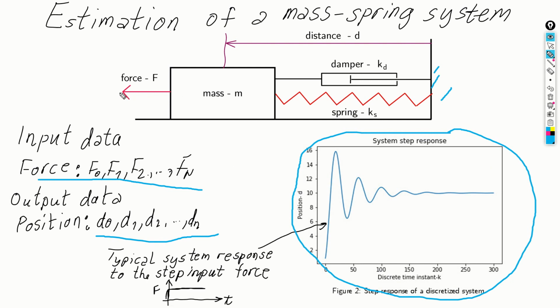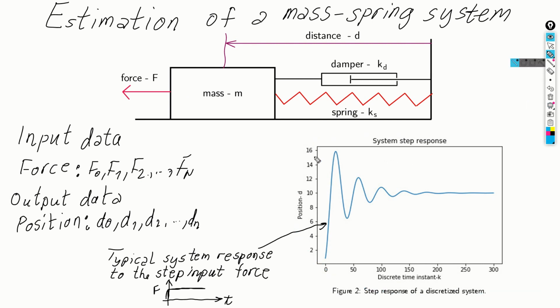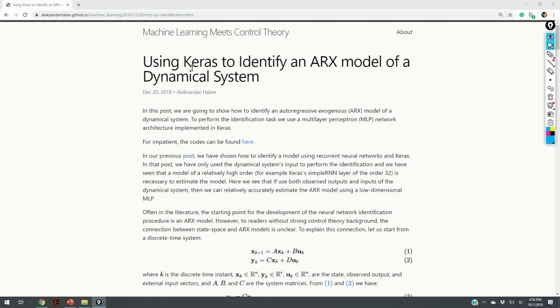So we apply a constant force F and the system will oscillate and it will settle again at another steady state point. So for the known system parameters, that is for the mass, spring constants and the damper constant, and for certain initial conditions and for a given force F, we have simulated the system using the Python programming language, and we have obtained the discrete time samples of the force and the distance d. Now, the goal is to learn the ARX model of the system using the Keras and Python programming languages. In the sequel, we explain the Keras code we used to estimate the ARX model.